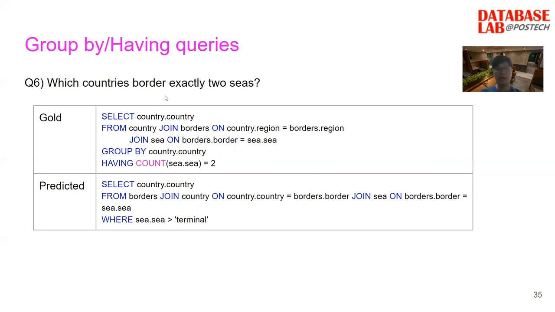This slide shows the query result for Q6. Which countries border exactly 2 seas? And Q6 requires group by and having clauses in a predicted query. But if you look at the predicted one, it does not have group by and having clauses.